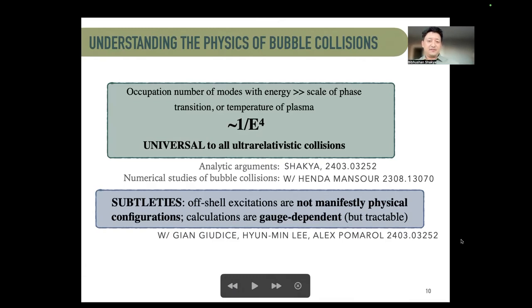And it turns out that this is a fairly universal behavior that is applicable to essentially all kinds of ultra-relativistic collisions. And this is now supported both by analytic arguments as well as by numerical simulations. So you can look at these papers to understand this better. There are also subtleties regarding the calculation. In particular, in some cases, these calculations turn out to be gauge dependent, but there are ways to make sense of these calculations. So you can look at this other paper to understand these things.